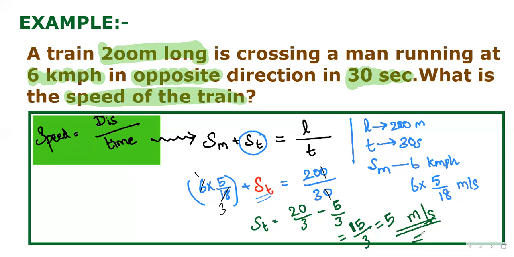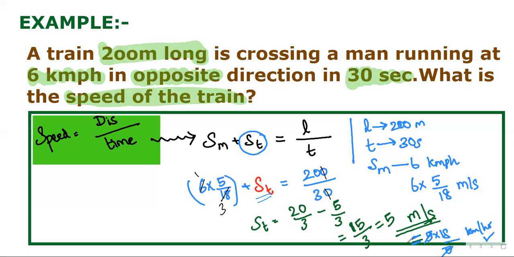In the given question it is 5 meter per second. Sorry, we have found the answer is 5 meter per second. So if you want to convert it into kilometer per hour, all you want to do is multiply it with 18 by 5, which is nothing but 18 kilometer per hour. Okay, so hope this is clear to you.